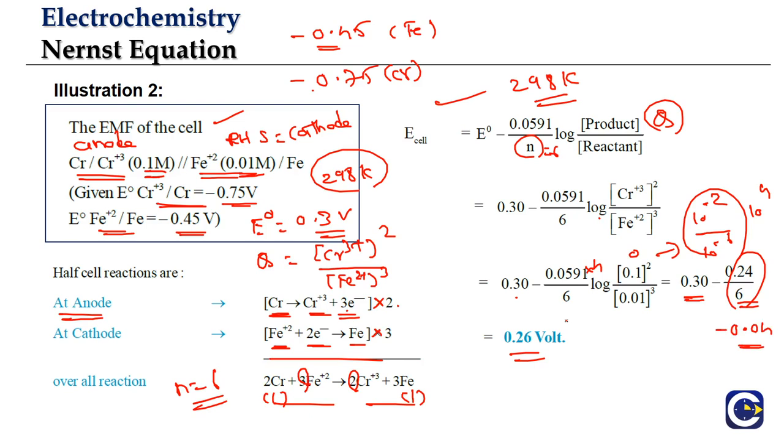So here there are two things that we have to keep in mind. One is how do we get the number of electrons exchanged? That we cannot get by just looking at the cell notation. We have to get it by writing the overall cell equation after balancing it, and from there only we will be able to also get the Q value. So these two things we have to be careful about.